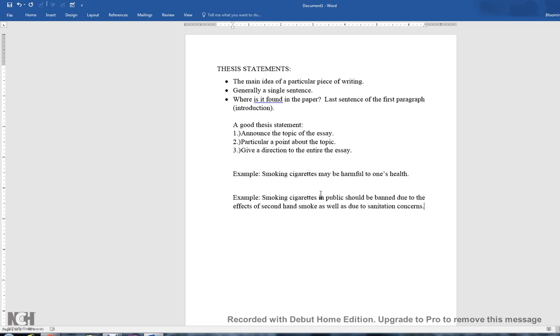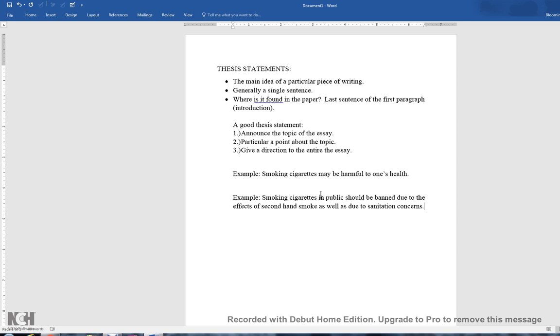concerns. Now, I'm thinking off the top of my head, if I had more time, I'd probably tweak the structure of that a little bit to make it stronger. But I think you see the point. It's an improvement upon the first one. Does it announce the topic? It does, smoking cigarettes. Does it make a particular point about the topic? It does. It says that they should be banned.